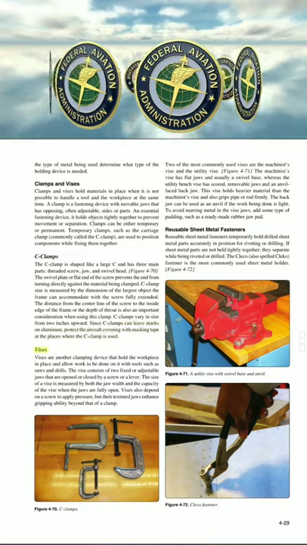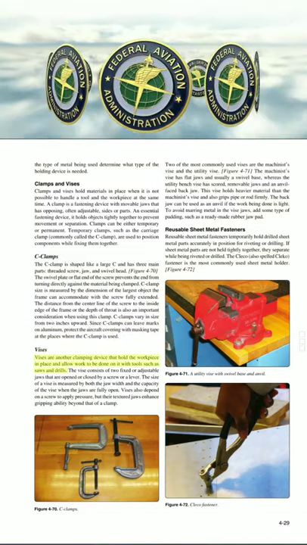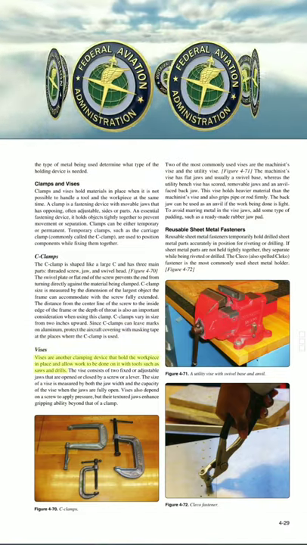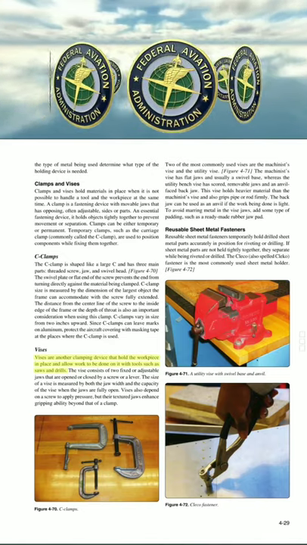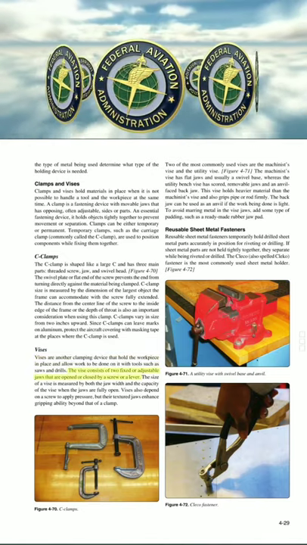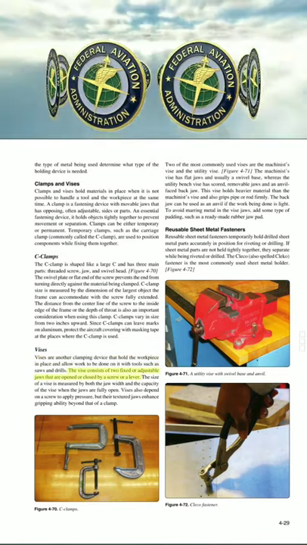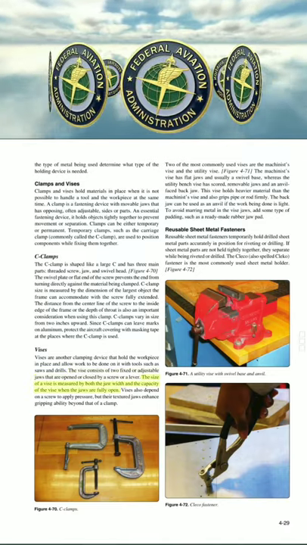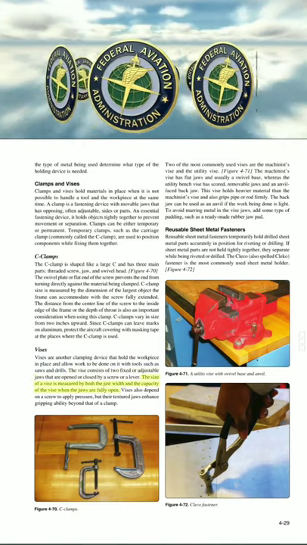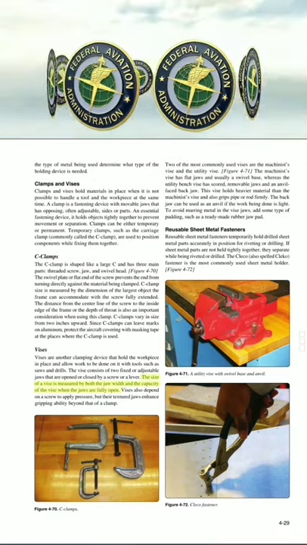is used. Vises. Vises are another clamping device that hold the workpiece in place and allow work to be done on it with tools such as saws and drills. The vise consists of 2 fixed or adjustable jaws that are opened or closed by a screw or a lever. The size of a vise is measured by both the jaw width and the capacity of the vise when the jaws are fully open.